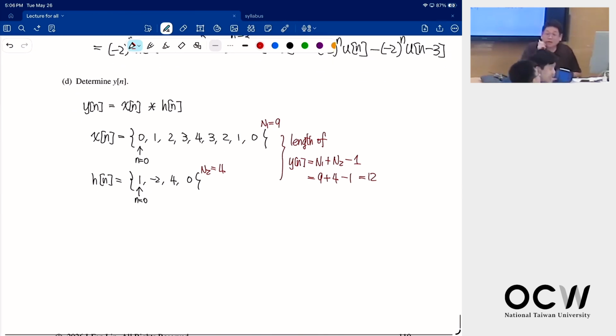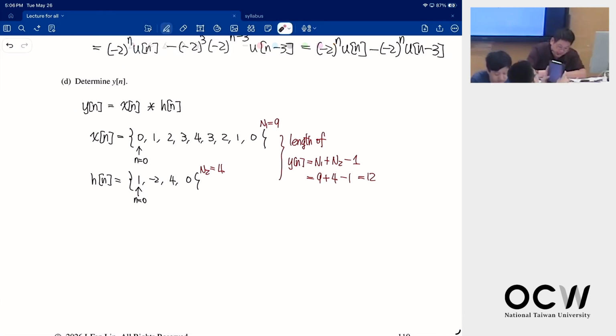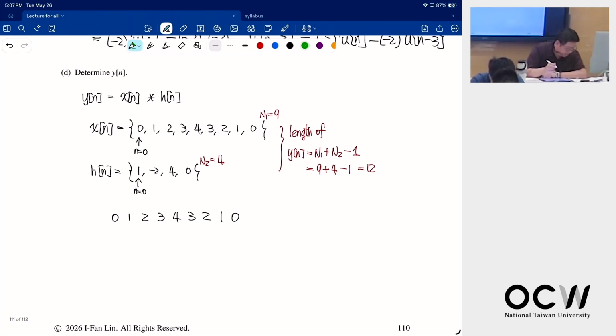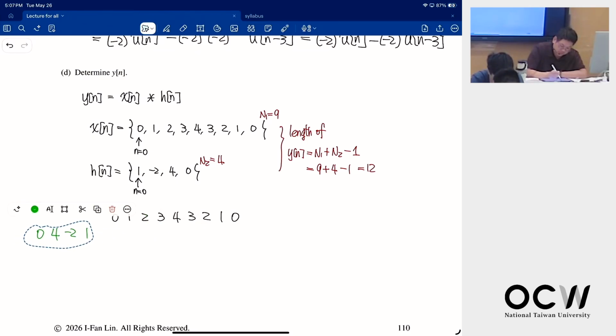now let's have x. Which one would you like to flip, x or h? This is shorter, right? It's easier to flip this. So now we have x as 0, 1, 2, 3, 4, 3, 2, 1, 0. And h, if I flip, will be 0, 4, -2, 1, right? So I flip. What do we do? Sliding to the right.